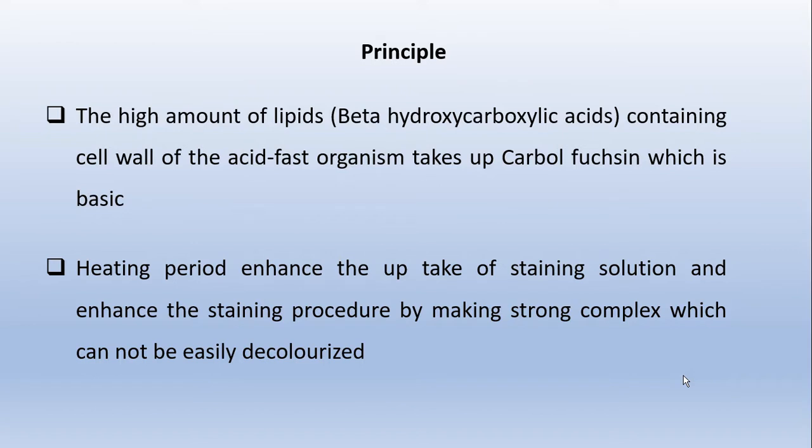This is the principle behind the staining procedure. There are high amounts of lipids in the cell walls of these Mycobacteria-like organisms. The lipid contained in the cell wall is beta-hydroxycarboxylic acid. The cell wall of the acid-fast bacilli takes up carbol fuchsin, which is a basic dye.